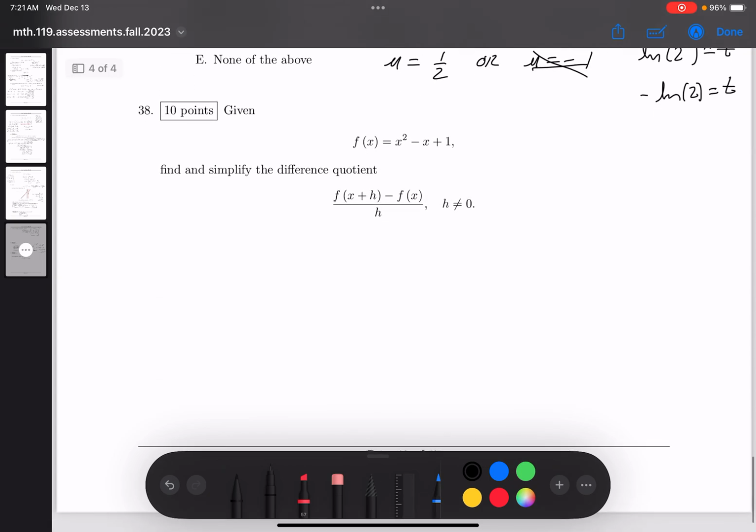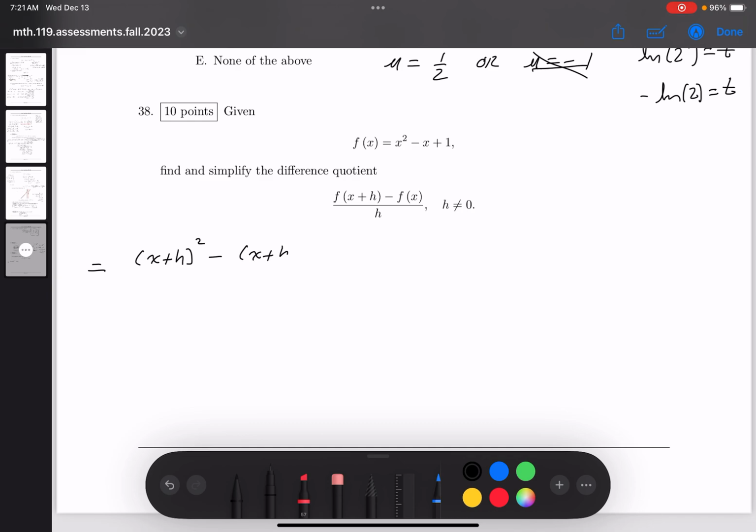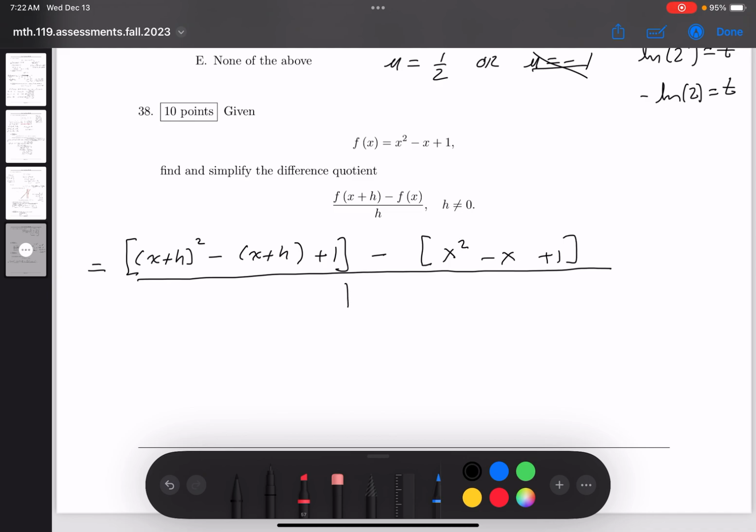All right, 38 wants the difference quotient. And they're giving me what the difference quotient is, and they want me to actually do that. All right, so let's write this down. So it's going to be equal. It's going to be, let's see, x plus h squared minus x plus h plus 1 minus f of x, x squared minus x plus 1 all over h.